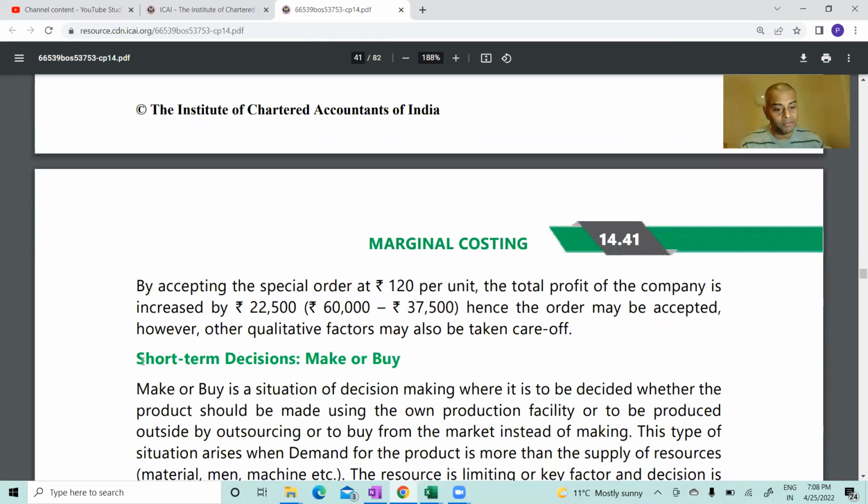Okay, and see this. This is the beauty. Short-term decisions. Marginal costing will support only short-term decisions. You understand? So any doubts in this problem? Shall we see 2-3 more problems so that you understand it better?